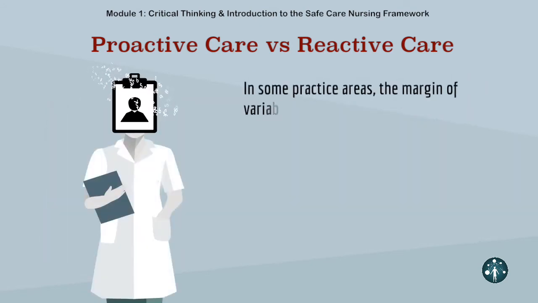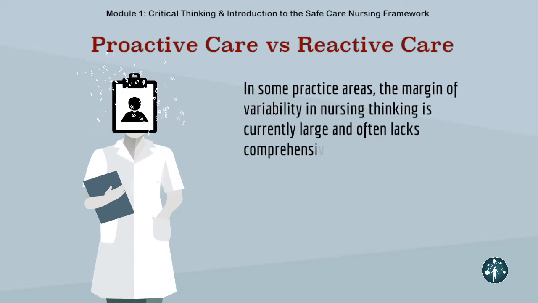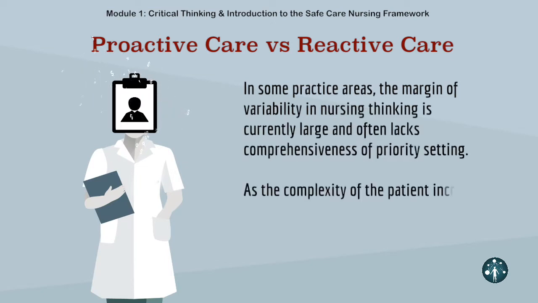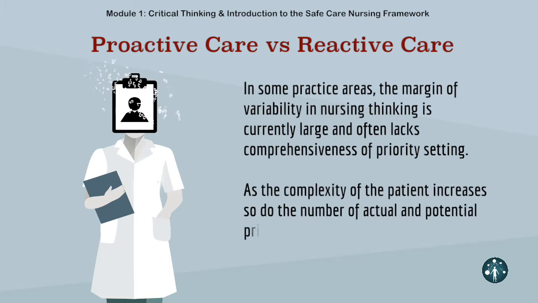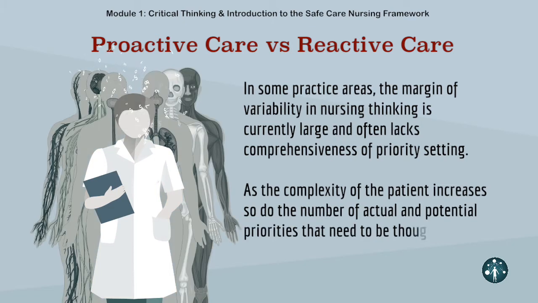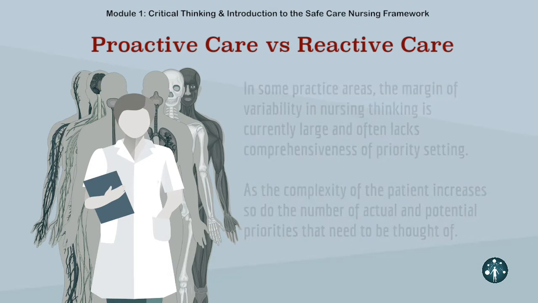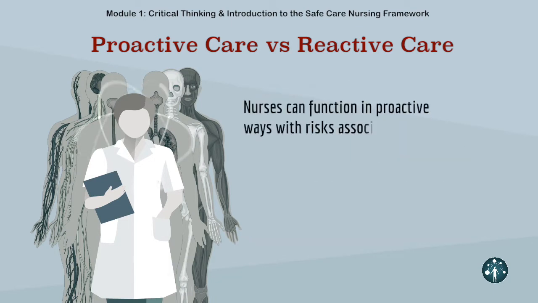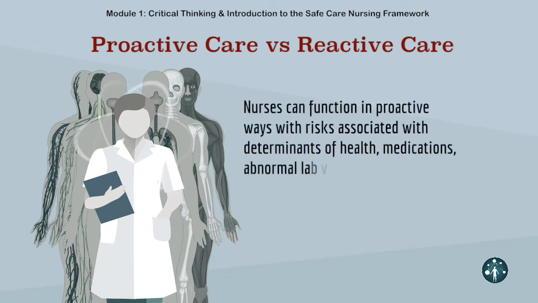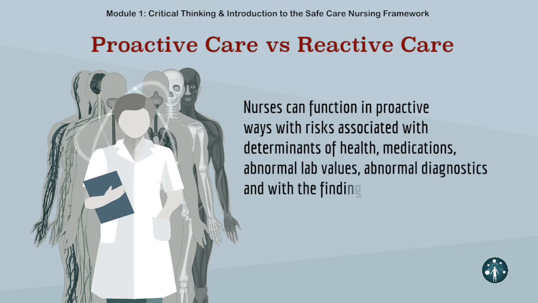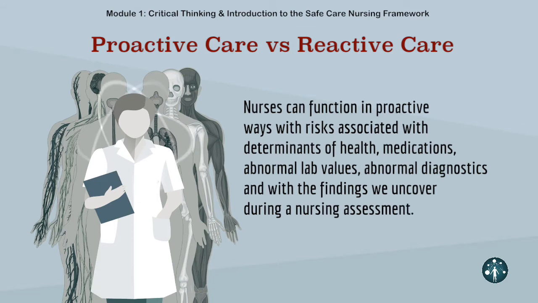In some practice areas, the margin of variability in nursing thinking is currently large and often lacks comprehensiveness of priority setting. As the complexity of the patient increases, so do the number of actual and potential priorities of care that need to be thought of. Nurses can function in proactive ways with risks associated with the determinants of health, medications, abnormal lab values, abnormal diagnostics, and with the findings we uncover during a nursing assessment.